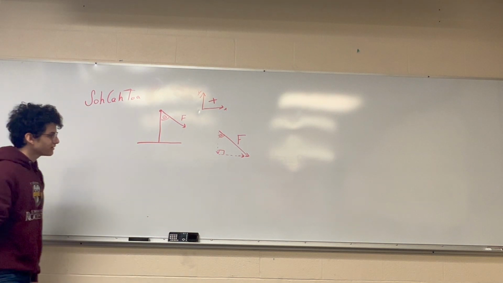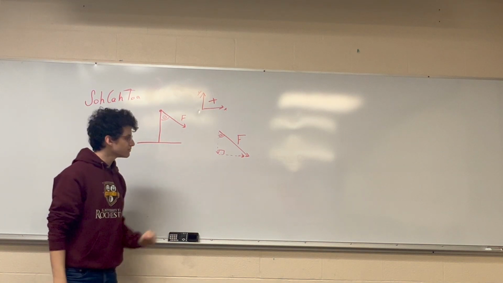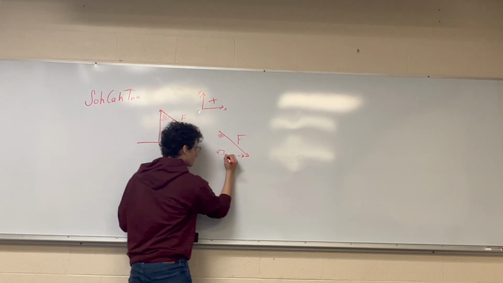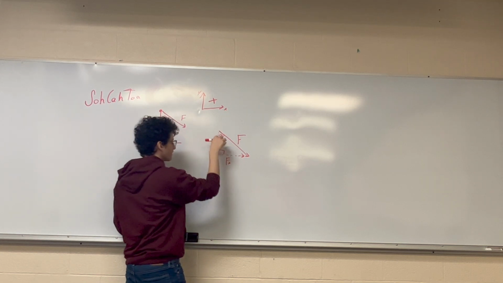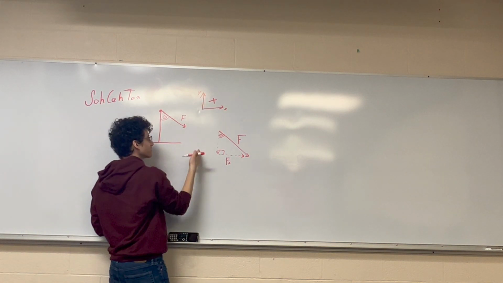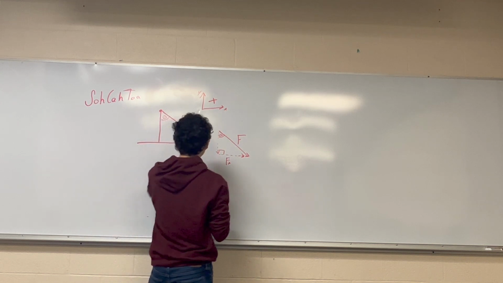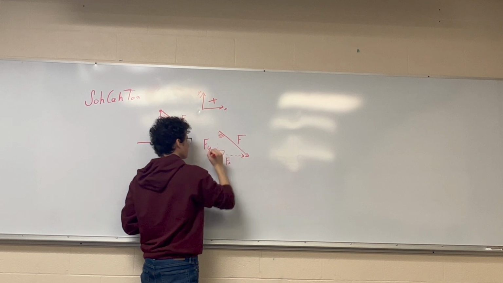So we can find these two things. This would be the x component of F, because this is along the x plane. So we can call this Fx. And then we have the y component, which is going straight down. It's along the y-axis, right? So you have F. Ooh, that is very big. So we have Fy.